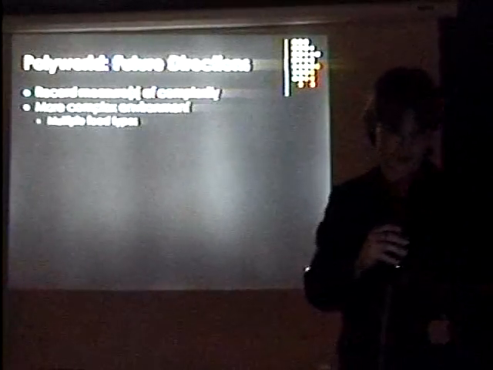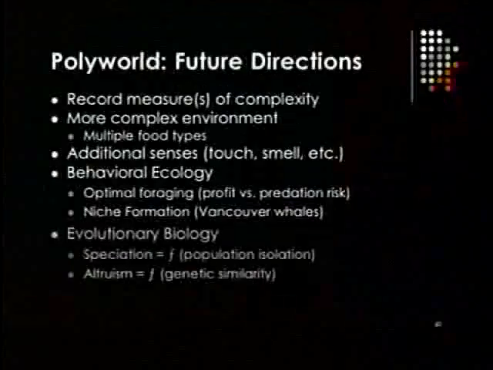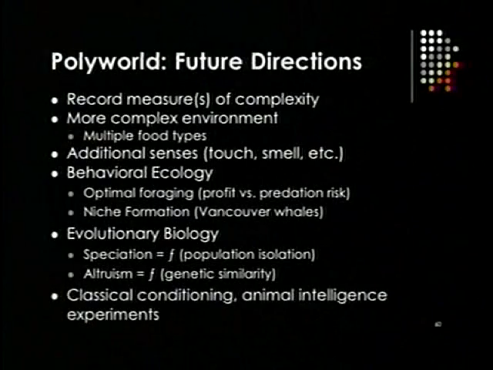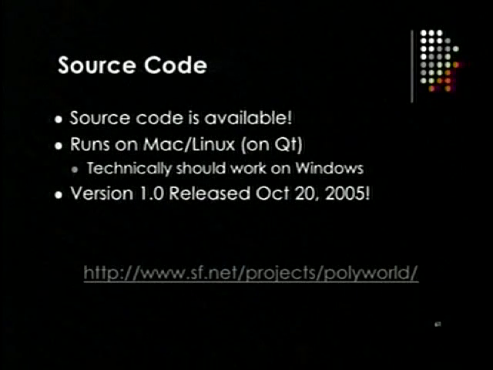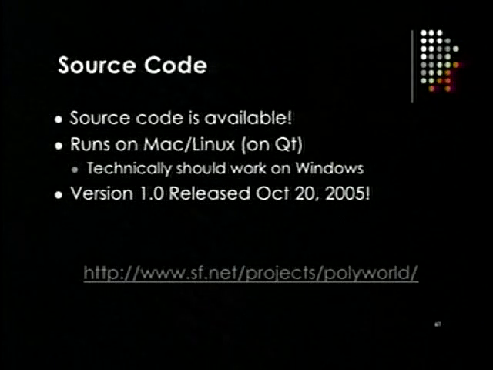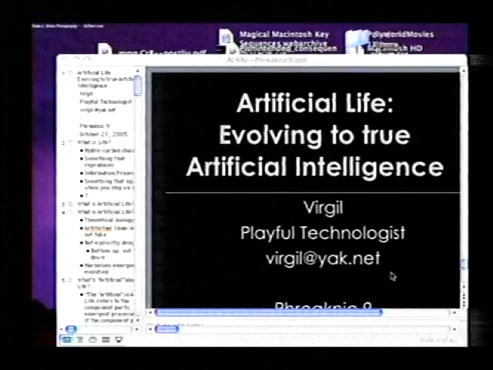So, future directions: measure state complexity, food types, senses, ecology, and do more. Classical conditioning, yeah, we'll do that too. Source code was released October 20, 2005. Hey, that's yesterday. You can download it all now. It runs on Mac and Linux on Qt. I have demos, and I can show it to you afterward. It runs on the Mac, which is why I had to bring it. So, there you go. Sorry, Billy.